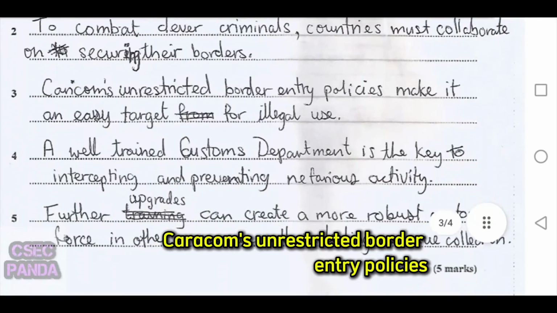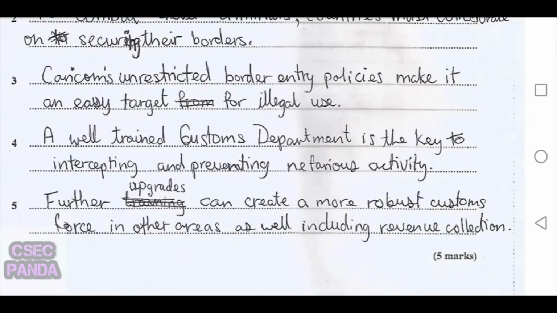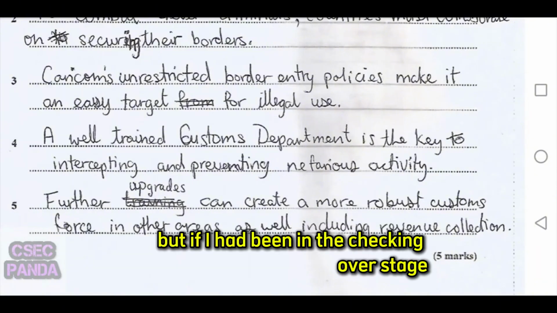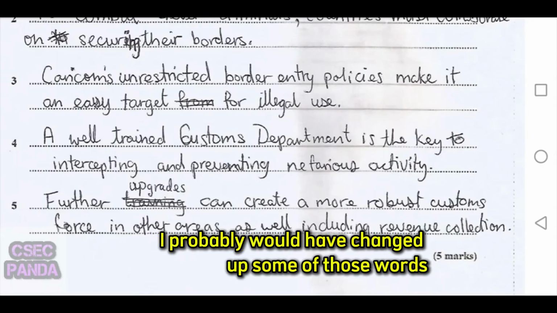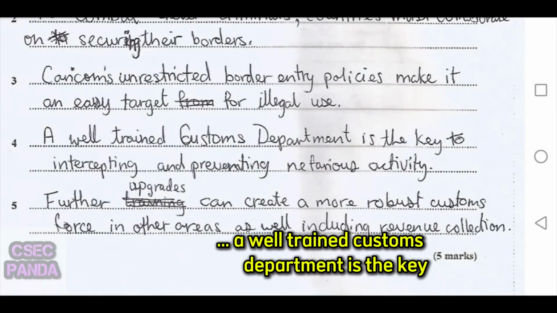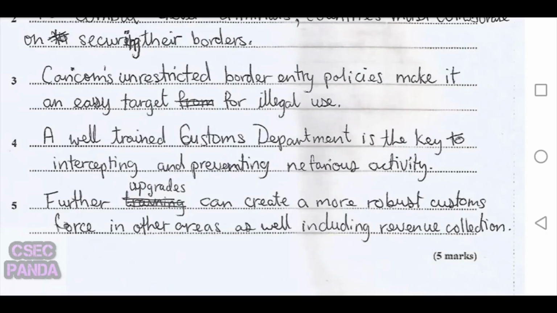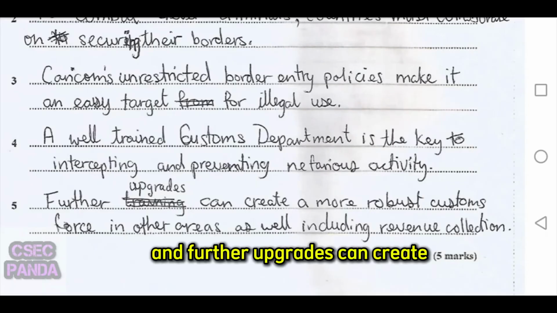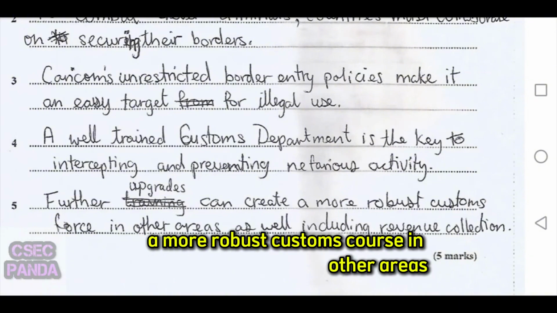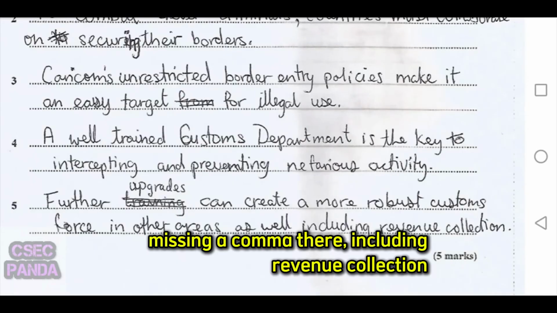CARICOM's unrestricted border entry policies make it an easy target for illegal use. That sounds kind of funny, but if I had been in the checking over stage, I probably would have changed some of those words and made it sound a little bit better, but okay. They say a well-trained customs department is the key to intercepting and preventing nefarious activity. And further upgrades can create a more robust customs force in other areas as well, I'm missing a comma though, including revenue collection.